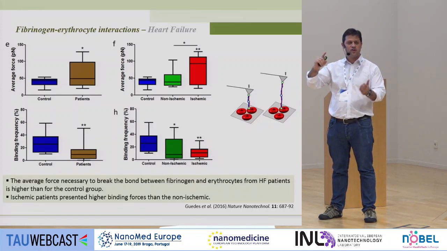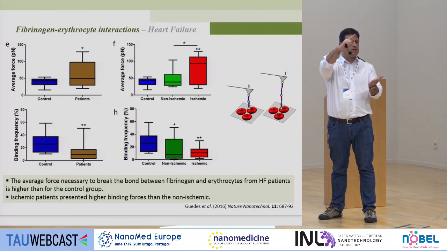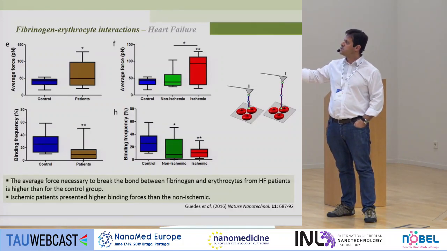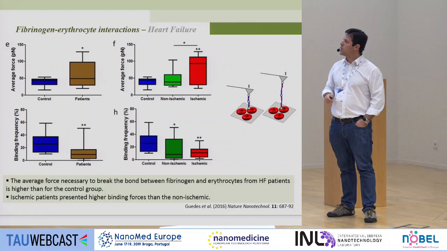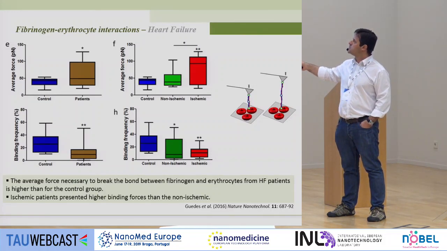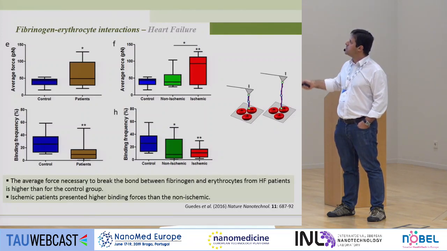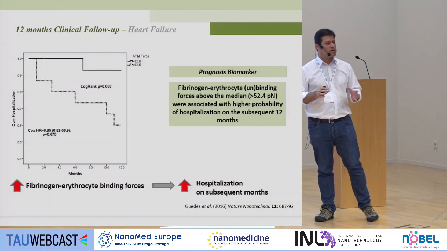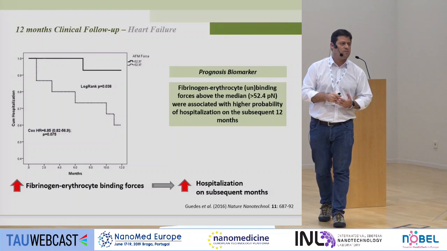And by measuring the same type of interaction on the AFM, so fibrinogen on the tip of the AFM tapping on the surface of the erythrocyte, and measuring the force necessary to break the bond, we could see that heart failure patients need higher forces to break this interaction, and that this is mostly associated with the ischemic patients comparatively with the non-ischemic. But for our clinical collaborators, this was the most important finding.